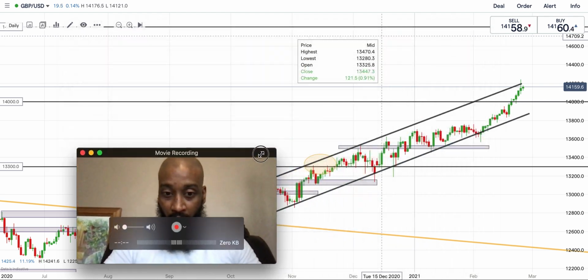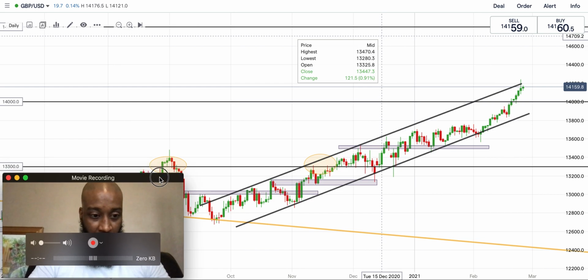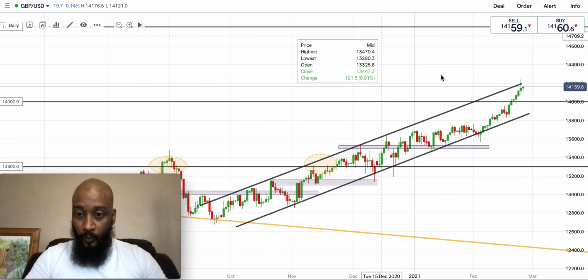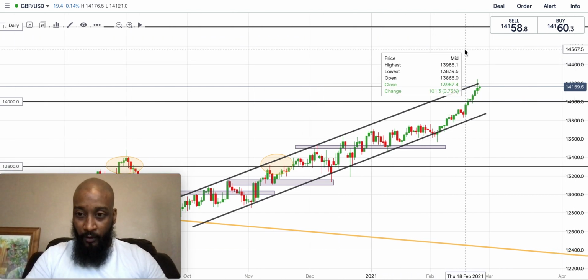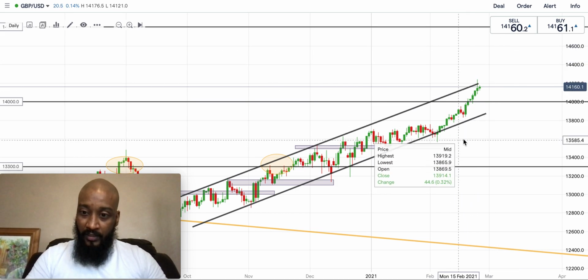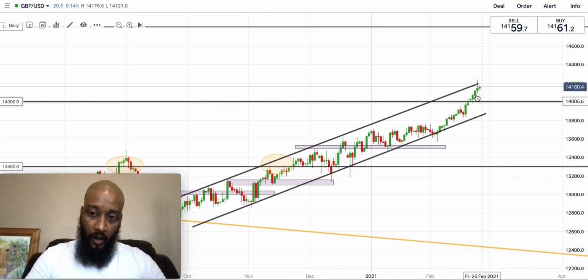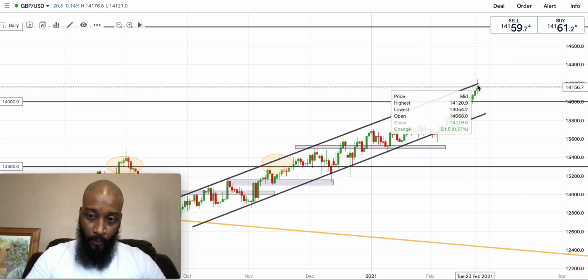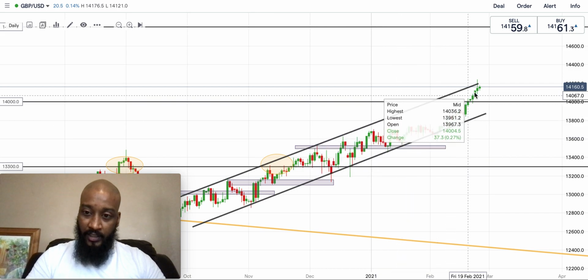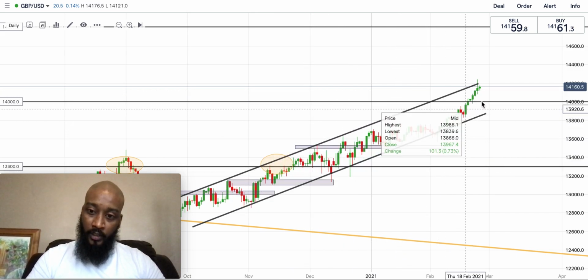So I will minimize myself and drop myself down into this corner here. We're going to start off by having a look at the pound versus the US dollar. Now, this is a perfect example of how we add massive value to our clients. We can tell our clients at the moment that we are at the top of this ascending channel, which we've been in for the past 5 months.